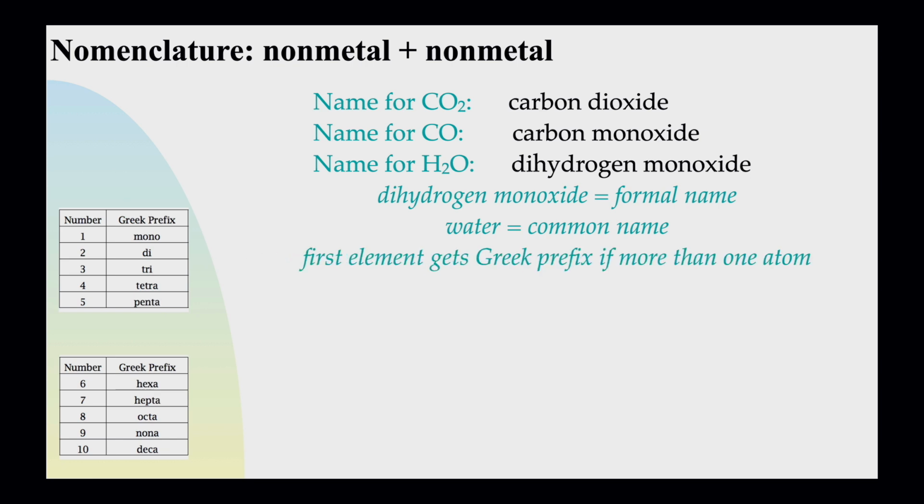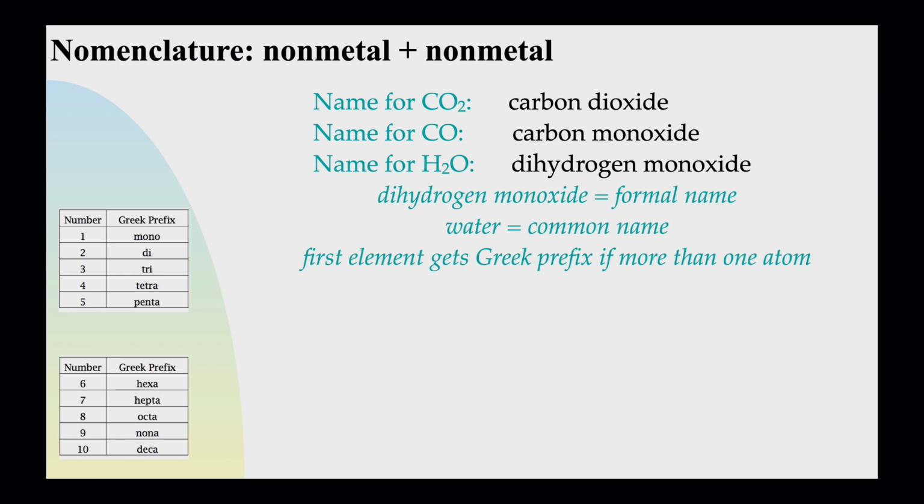Now, if the first atom listed has more than one atom, then you do put a Greek prefix in it. So the formal name for water, H2O, is dihydrogen, because there's two of that more metallic element in it, monoxide, one oxygen, all right? So notice that the second element always gets a Greek prefix, but the first one, you only give a Greek prefix if there's more than one, all right? Now, water is an example of a common name, and obviously water is easier to say than dihydrogen monoxide, but when you get formal about rules and stuff, dihydrogen monoxide is the official name for water.